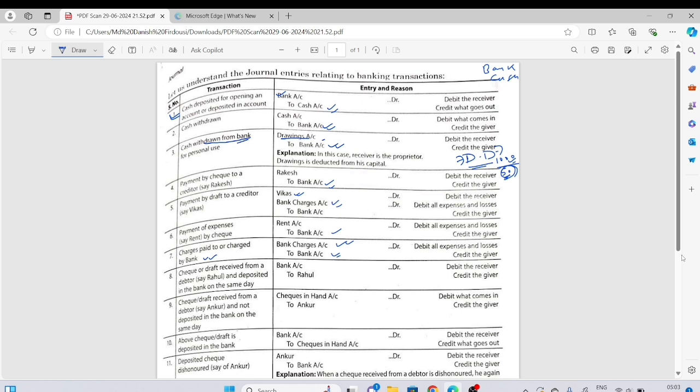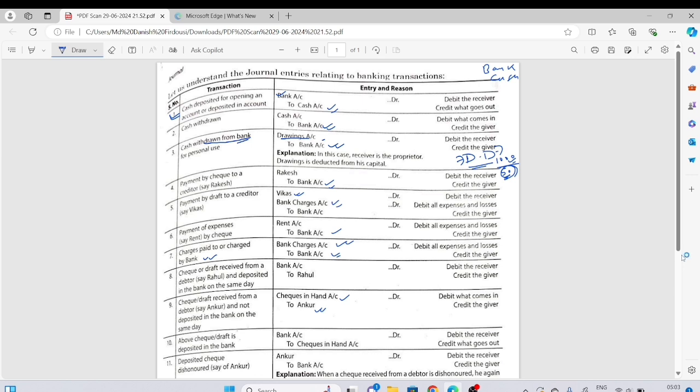Now the next entry will be check or draft received from debtors. These were the payment to the creditors. Now if you receive any check from your debtors and deposit it into the bank on the same day, this is very conceptual. Suppose you are receiving a check and you are not depositing it on the same day, then what entry will we pass? Then we will pass check in hand account debit to debtors account.